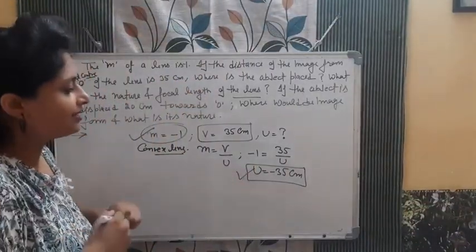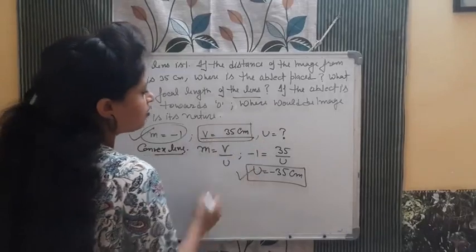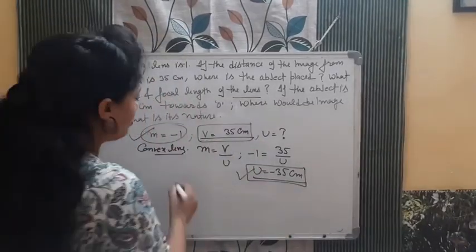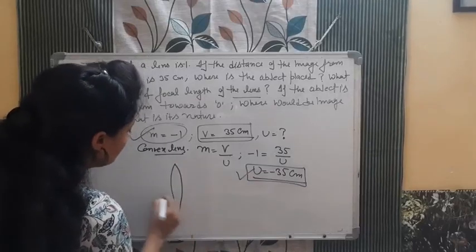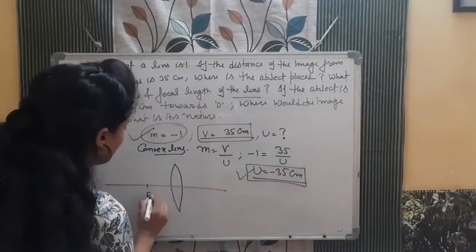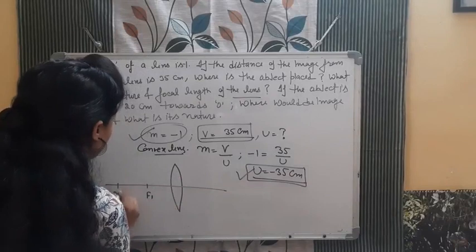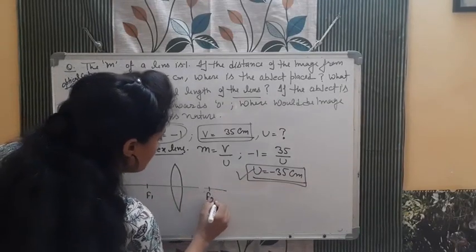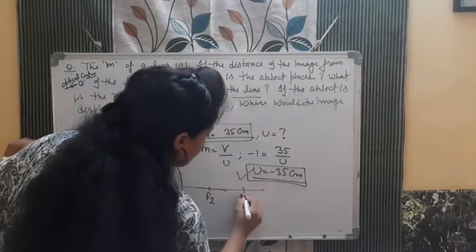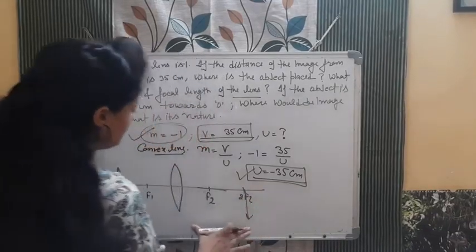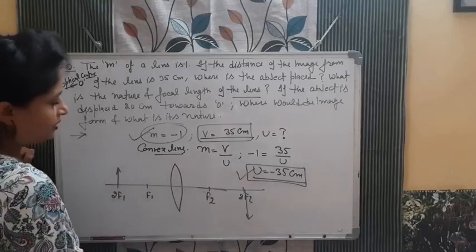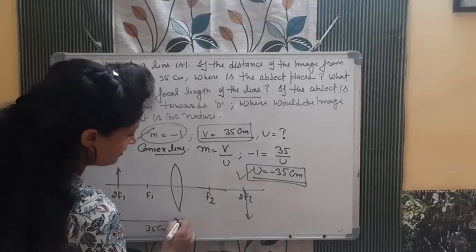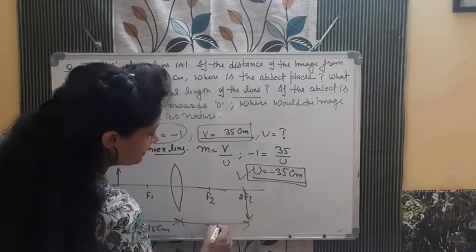So from here we can clearly say the distance of the image from the lens and the distance of the object from the lens is equal. In which case is it equal, tell me? When the object is at 2F1. Remember or not? When the object is at 2F1, where does the image form? The image forms at 2F2. Same distance, this one and this one. So U and V both are equal. So this distance is 35 centimeter from the optical center. 35. Tell me what is this?